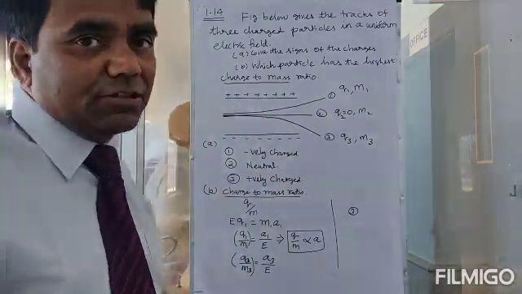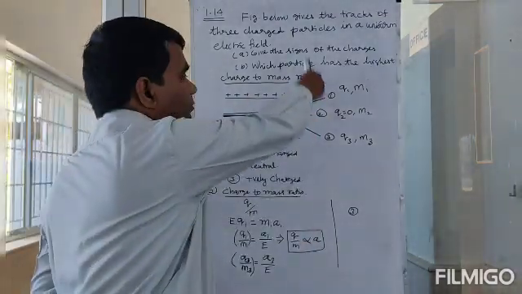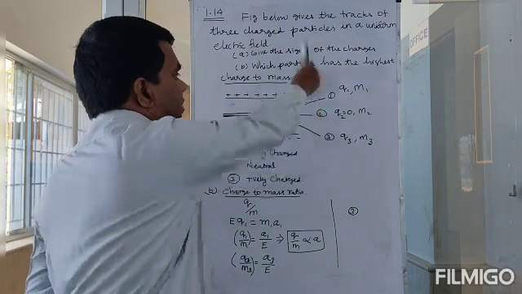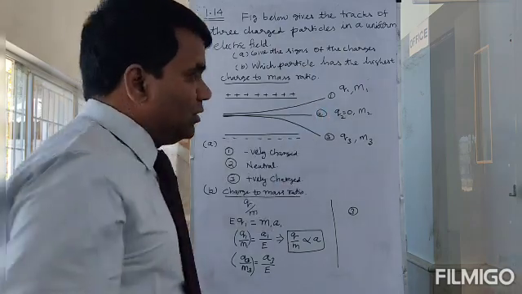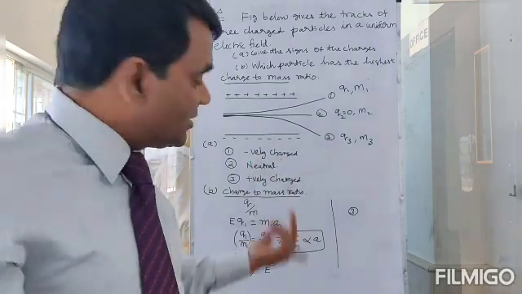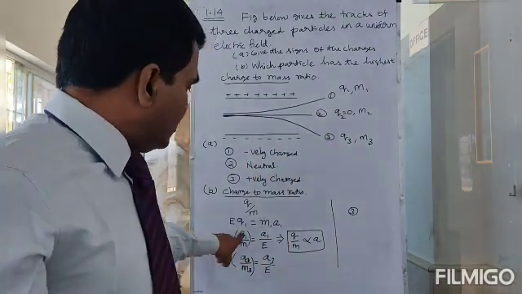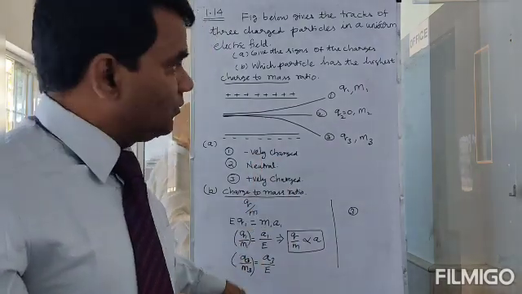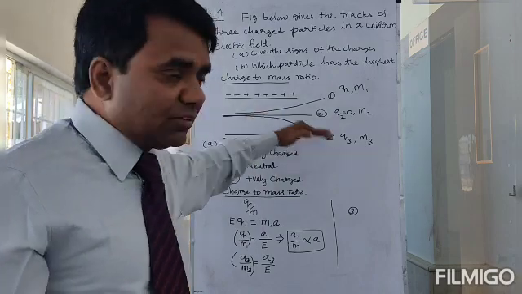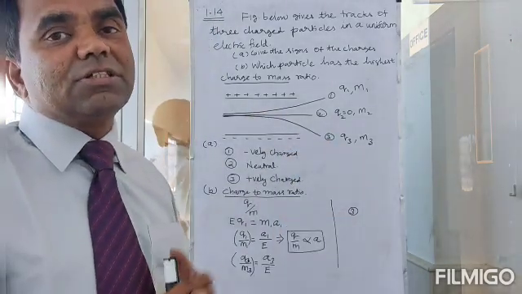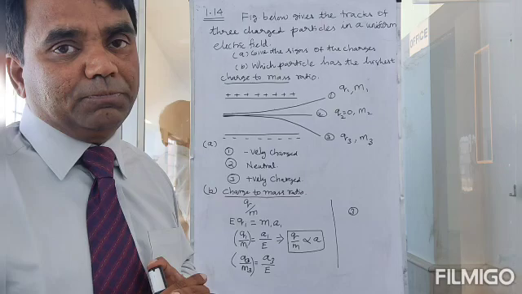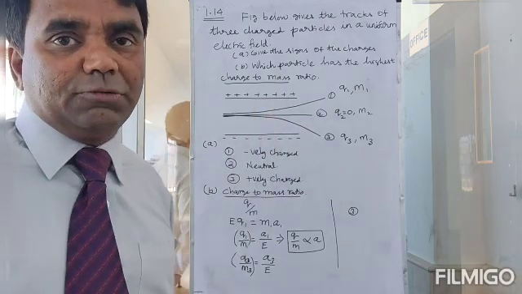But where is this acceleration? This acceleration is only in the vertical direction. Okay? In this case it's up. In this case it is down. So the greater the acceleration, the greater the charge to mass ratio. So particle 3 has the greatest charge to mass ratio. Hope this is clear to you.